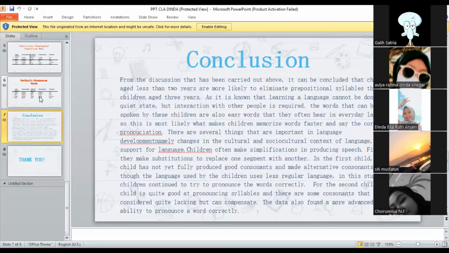In the first child, the child has not yet fully produced good consonants and made alternative consonants, even though the language used by children is less regular. In the study, the children continue to try to pronounce the word correctly. For the second child, the child is quite good at pronouncing syllables, and there are three consonants that are considered quite lacking but can be compensated. The child also showed a more advanced ability to pronounce a word correctly.